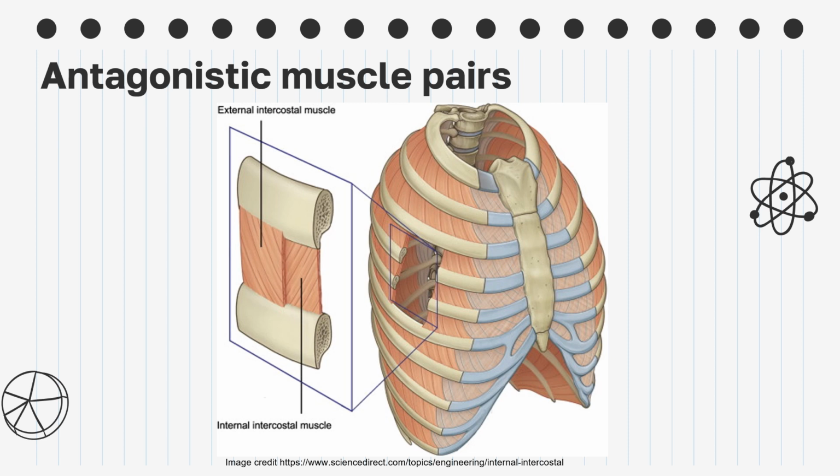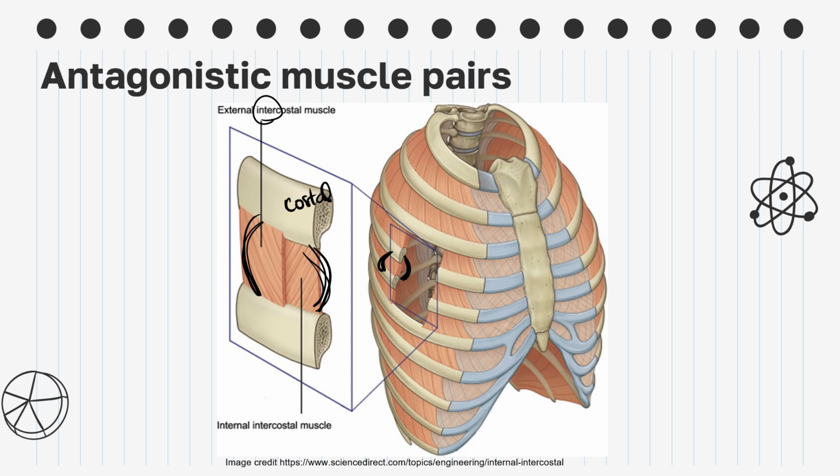We have actually already talked about an antagonistic muscle pair, my friends. Our external and internal intercostal muscles are antagonistic muscle pairs. We have our ribs. The ribs are the costal bones. We have muscles between them. That's the inter part of the costal, intercostal muscles. We have some that are external and some that are internal, some that are on the outside between the ribs, here, closer to where our skin is, and some that are internal between the ribs, closer to where the lungs are.